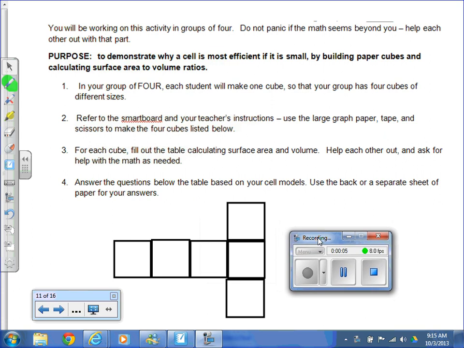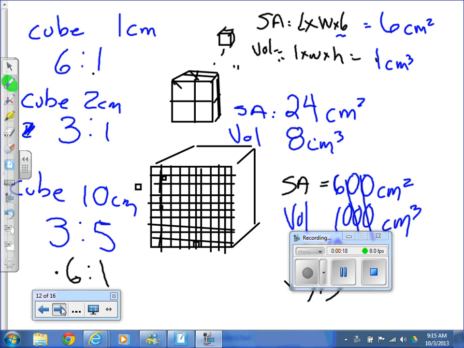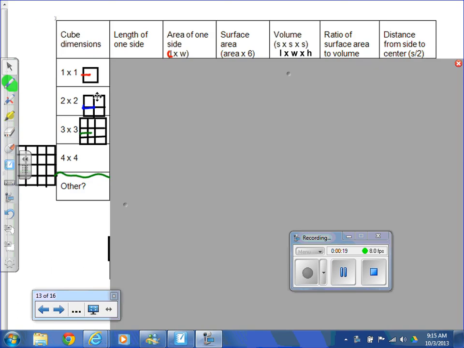So for today's activity, we made cubes to demonstrate different cells to show that cells are most efficient when they are small. Let's first go over the cubes we made. You should have some cubes in front of you at your table that different people made. You have a cube that's 1 by 1.